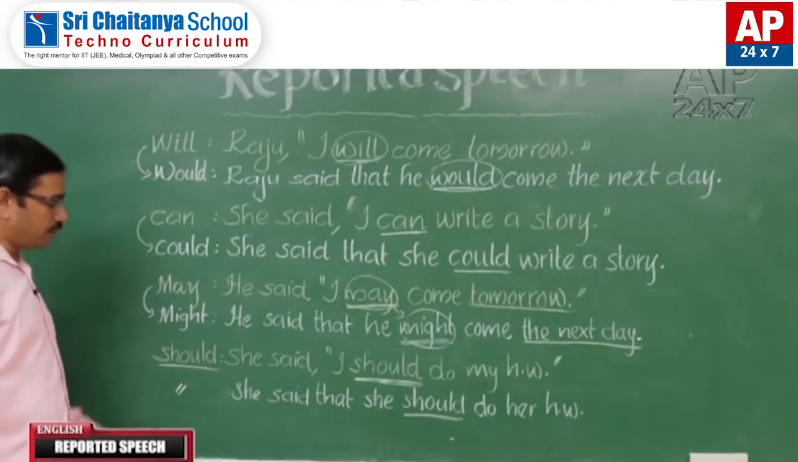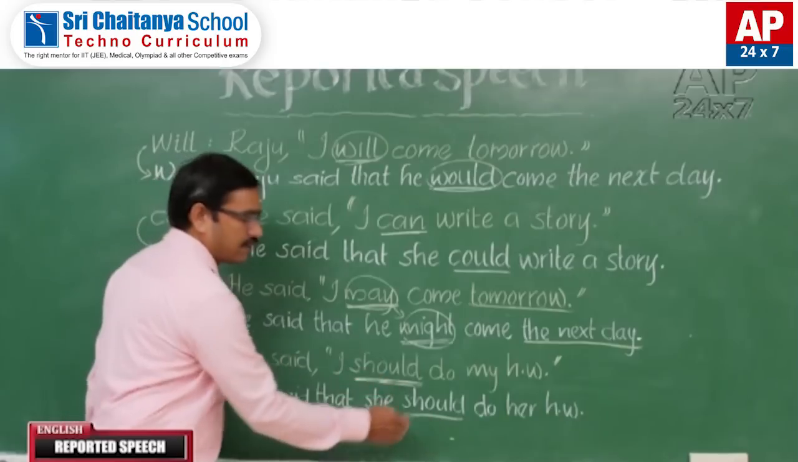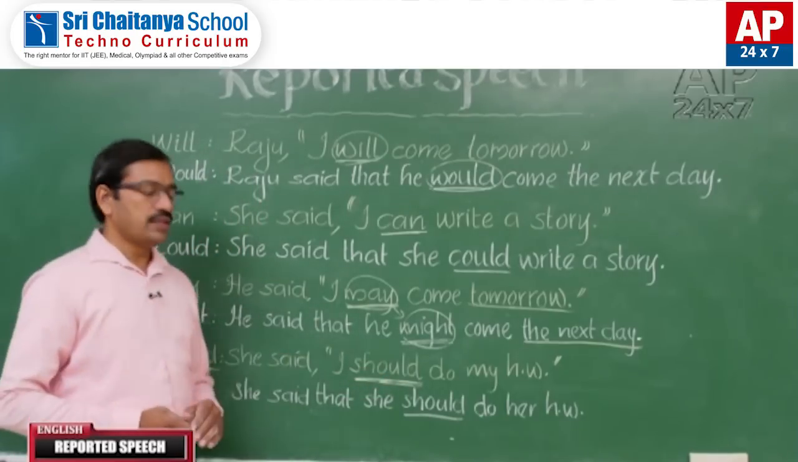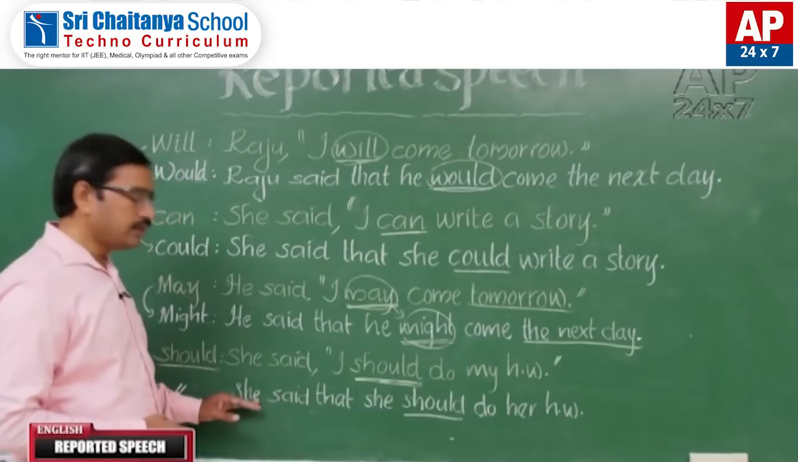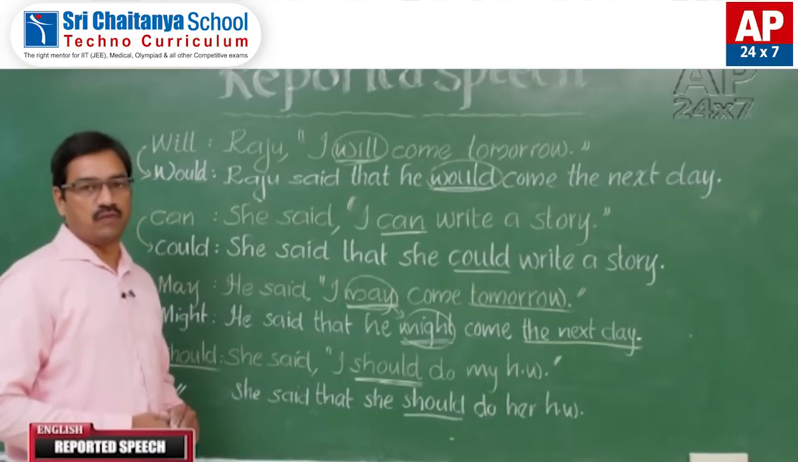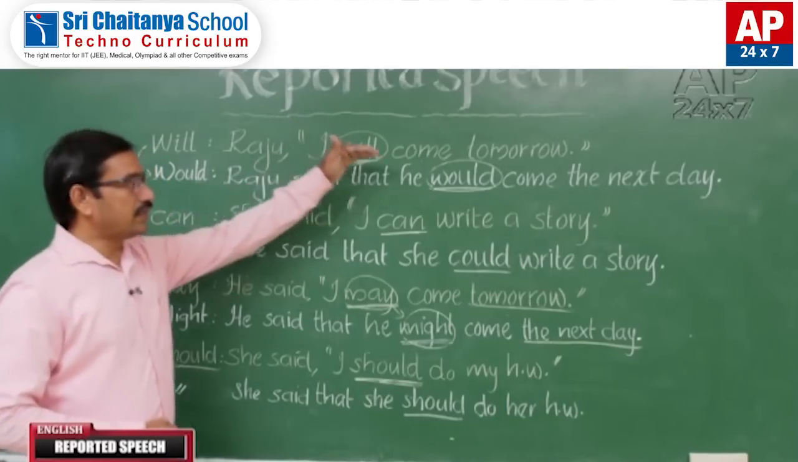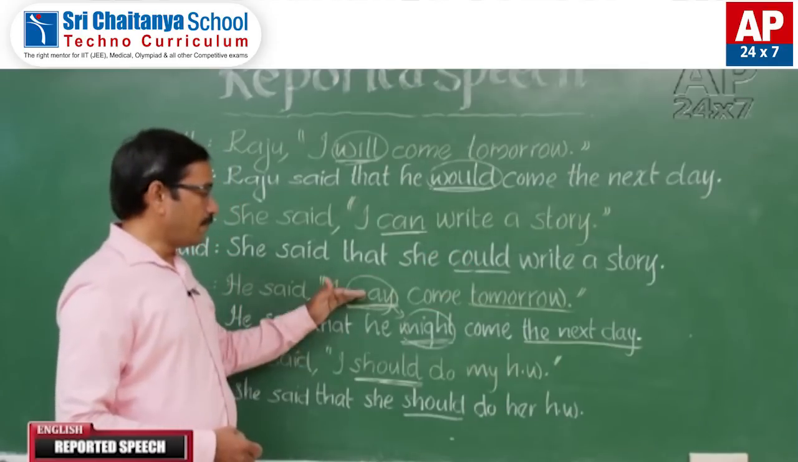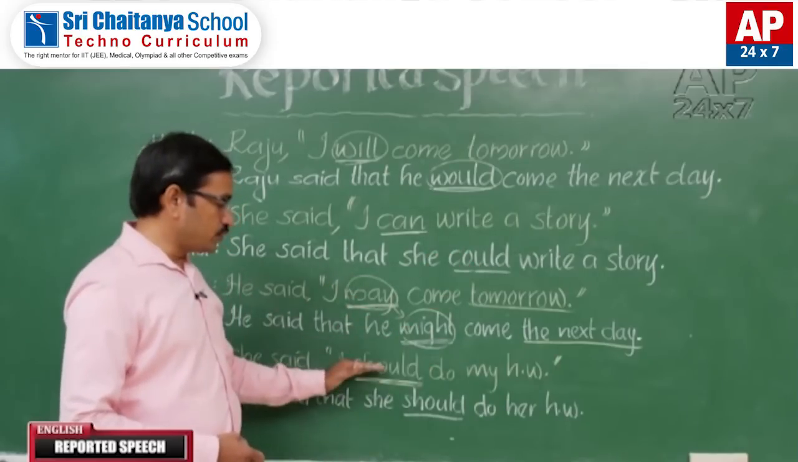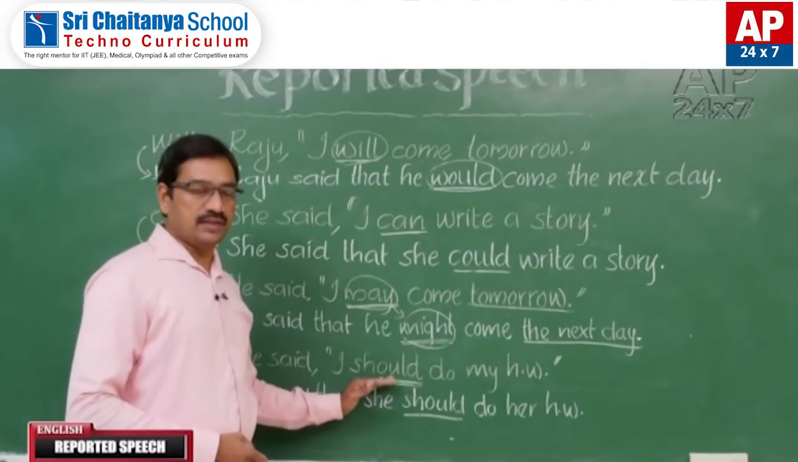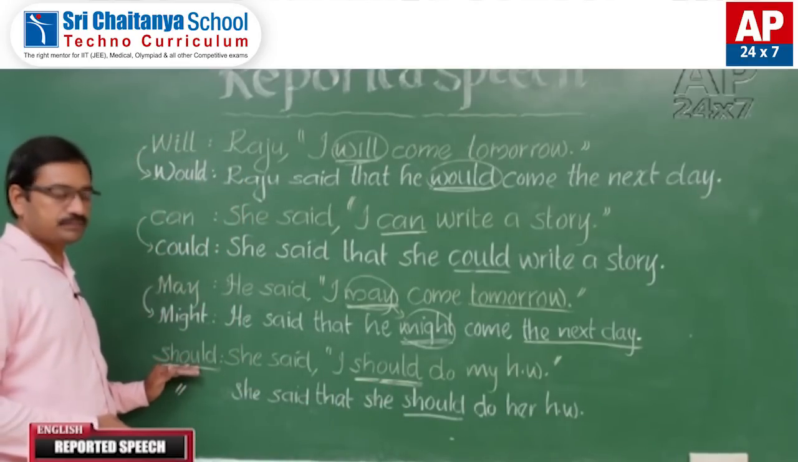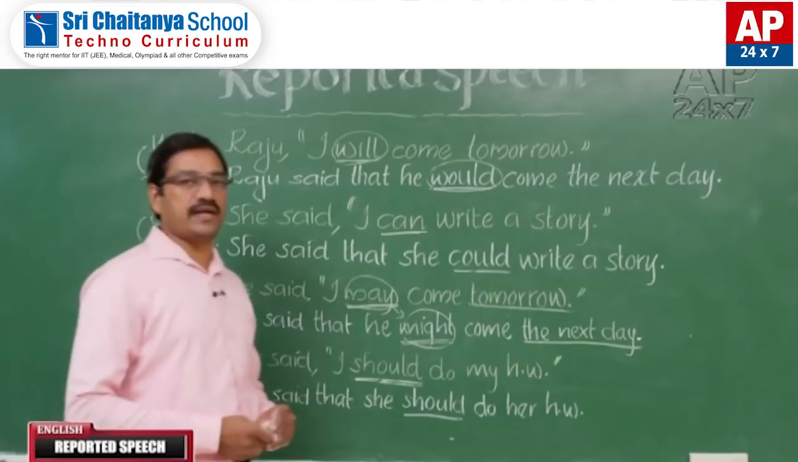Should, and here you can notice that should does not have a change in the indirect speech. She said, I should do my homework. The indirect speech is: she said that she should do her homework. So, will becomes would in the indirect speech, can becomes could, may becomes might, but should does not have a change. Same case with should, could, might. These words will not be changed in the indirect speech.